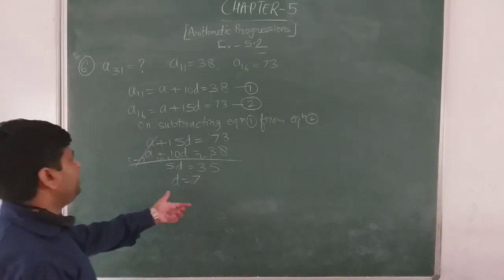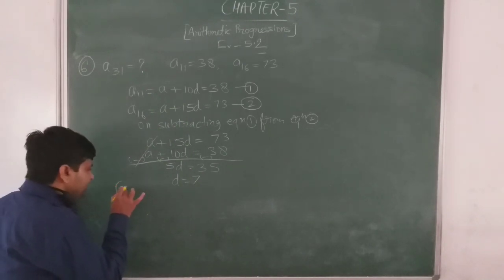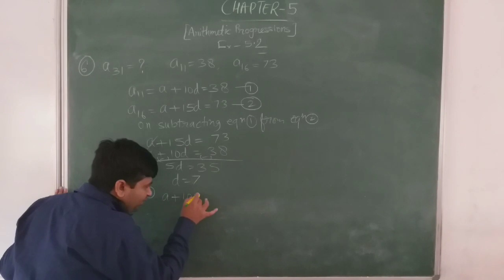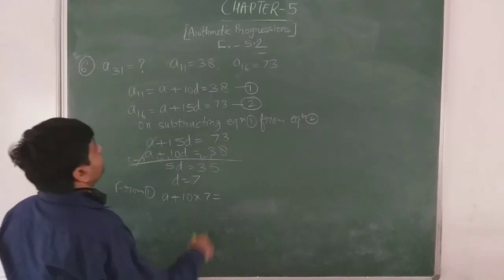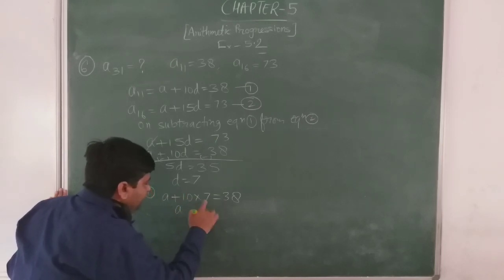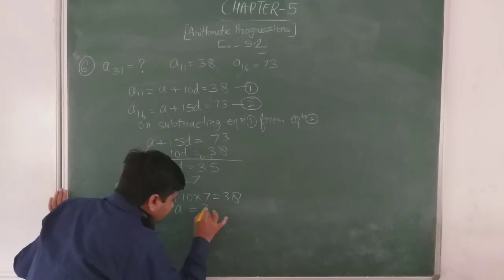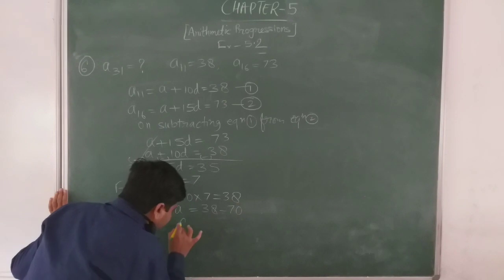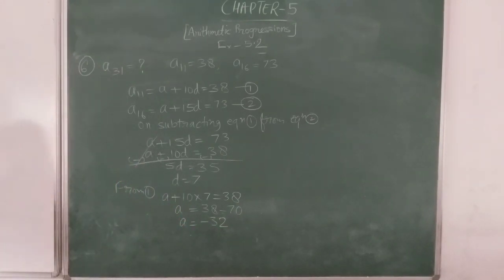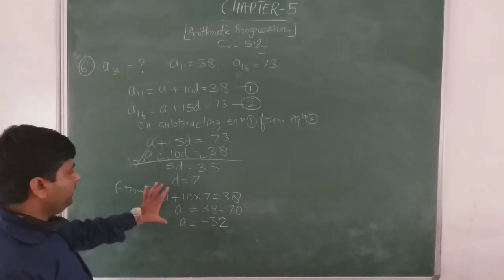Now this value we can put in any equation. So from the first equation we are putting the value. So a plus 10d means 10 into d, that is 7, equals 38. Now a plus 70, 10 7s are 70, goes to RHS, that is subtracted. So 38 minus 70. Now a will be minus 32. First term is minus 32, d is 7. We have got the two values.